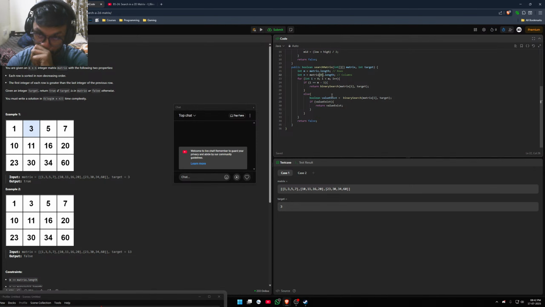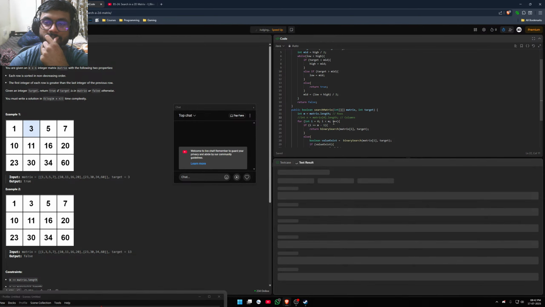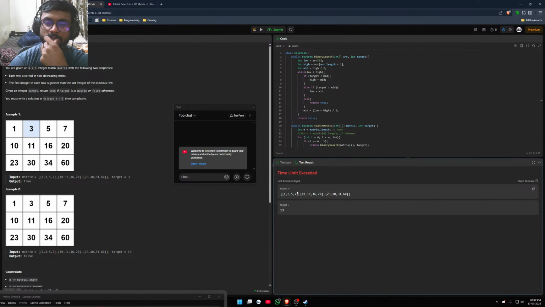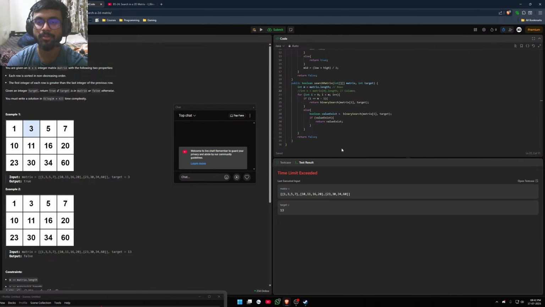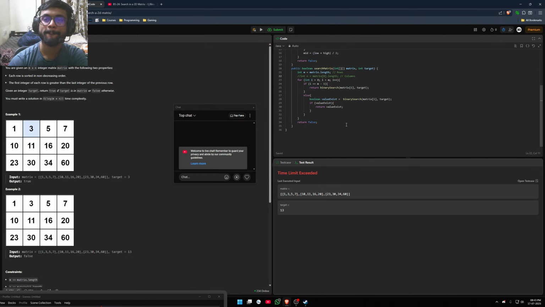So matrix, the columns are, we don't even need this. If the binary search is right, then it should work. Time limit exceeded. Okay, got it. Then it might be true. This is probably working, but we can't test it because the time limit is exceeding. Okay, got it.